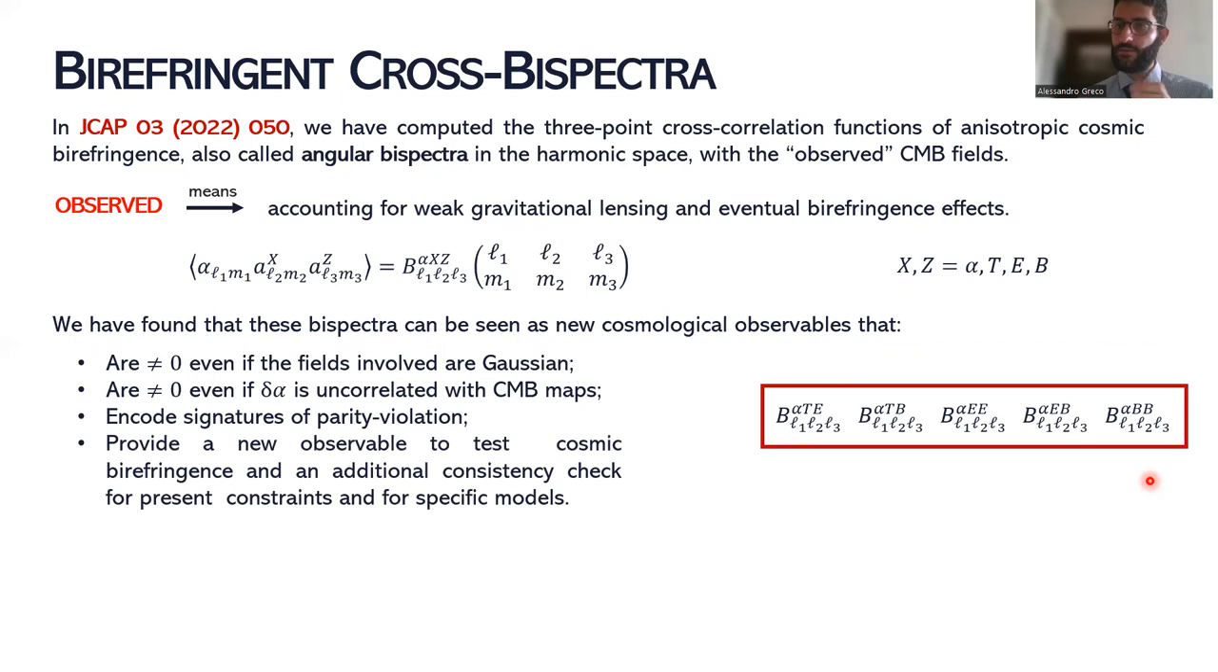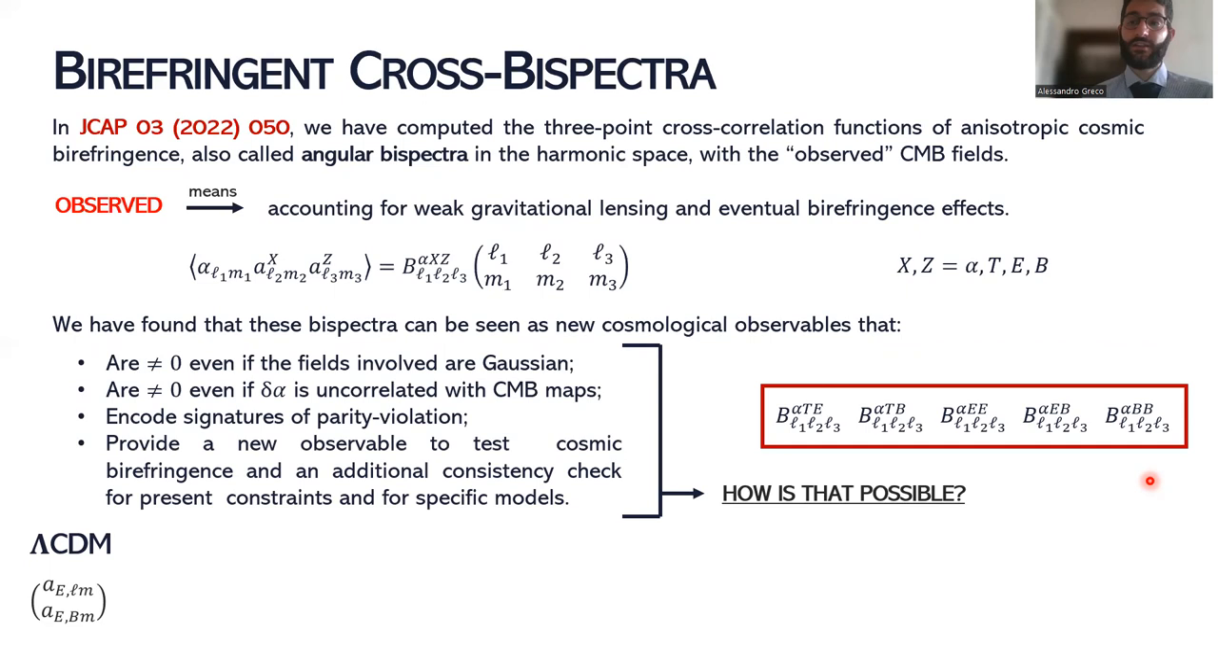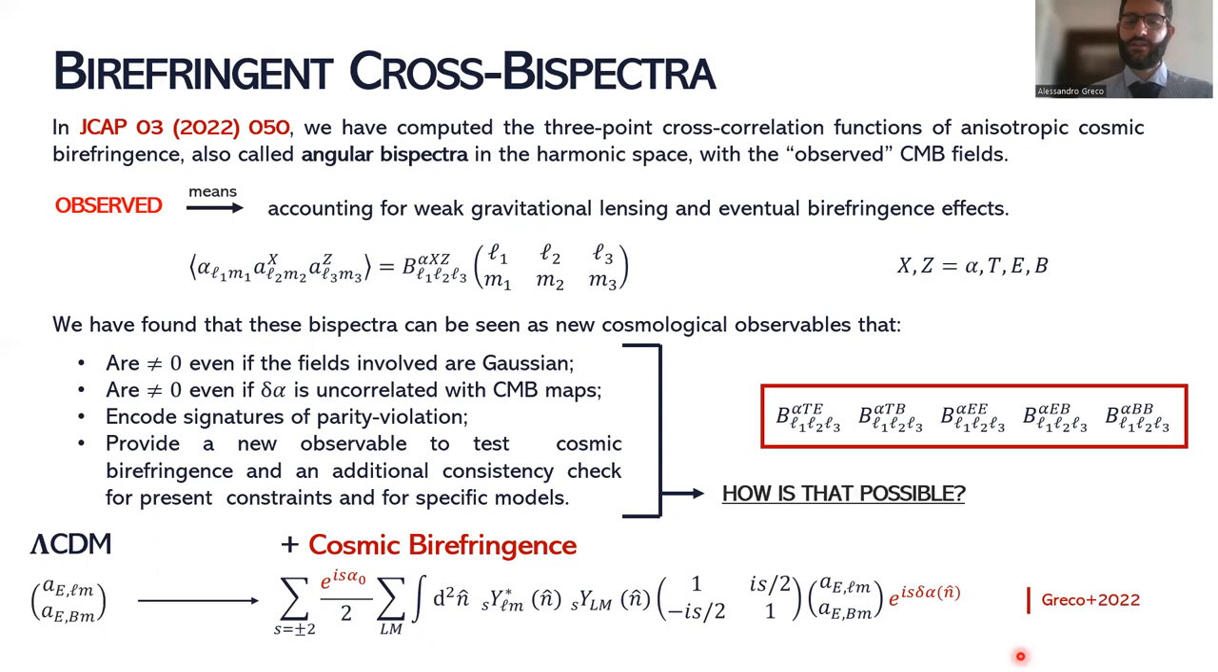Because I mentioned that these are three-point correlation functions, but I also said that the fields involved are Gaussian. How is that possible? Well, the fact is that the harmonic coefficients of the CMB polarized fields predicted by lambda CDM are modified by cosmic birefringence, because you have this new term in the expression. And so when you compute the cross correlation between these fields and other fields, you have a new term that is able to switch on a sort of non-primordial non-Gaussianity, in the sense that when you compute the bispectrum, it is non-zero even if you have no primordial non-Gaussianity.